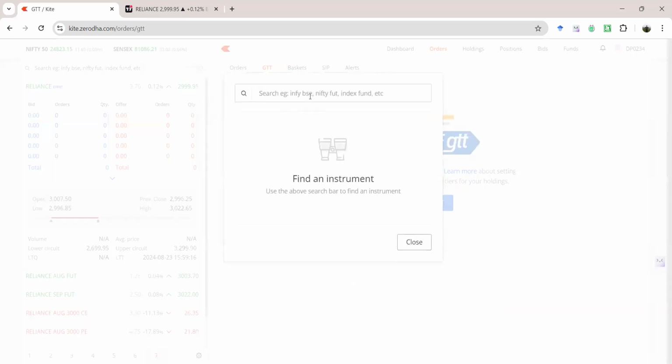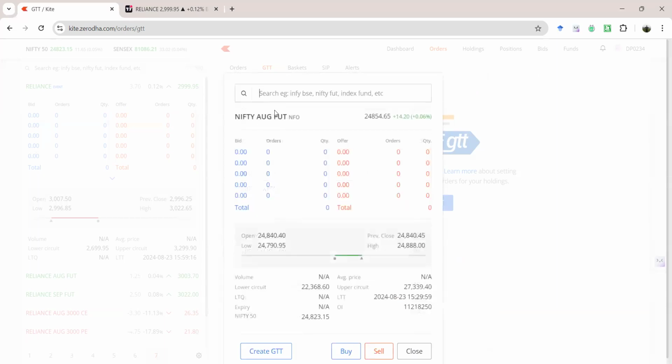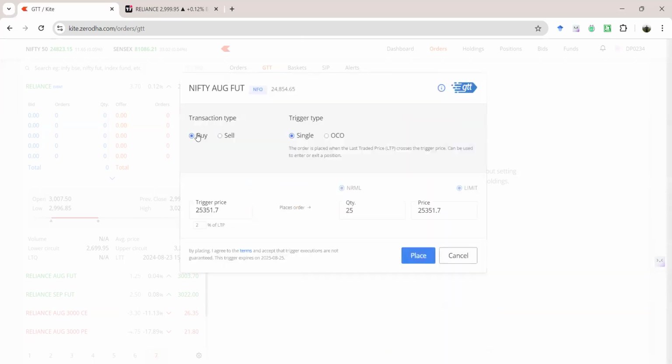But let's check for Nifty once again. Simple order, Nifty. I want to create a GTT to buy. So what can I do? I can use my trigger price 24,800. It is slightly below the latest price. I want to buy this, place quantity, buy at 24,800. Now, when I create this kind of GTT order, what will happen?